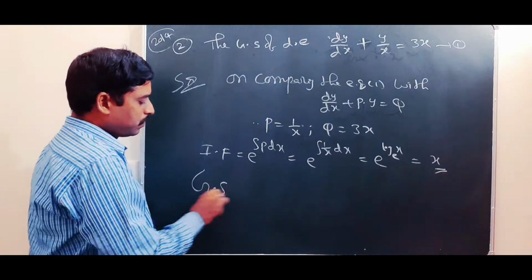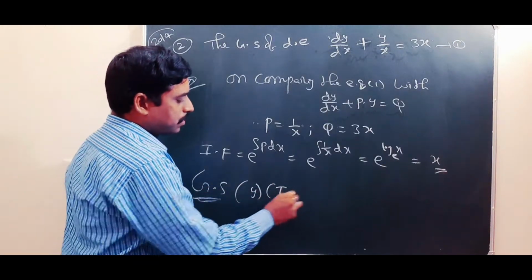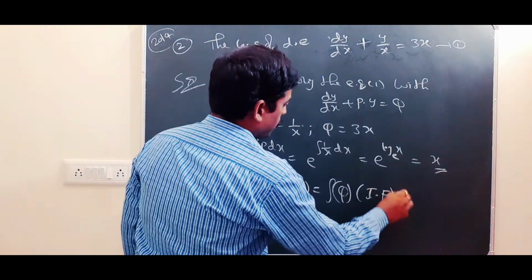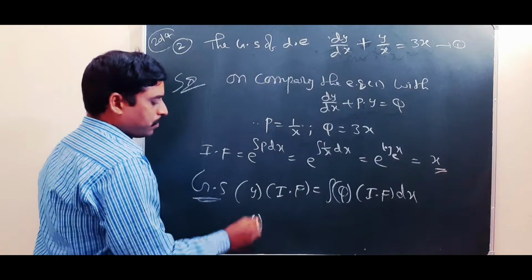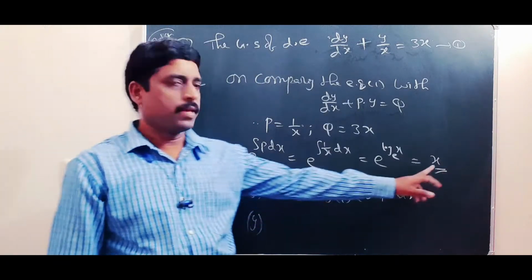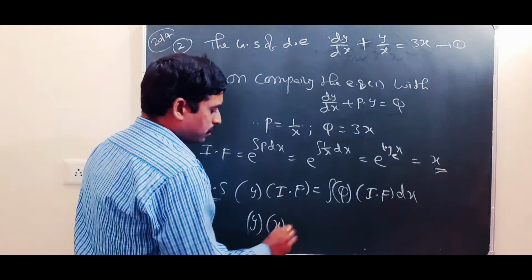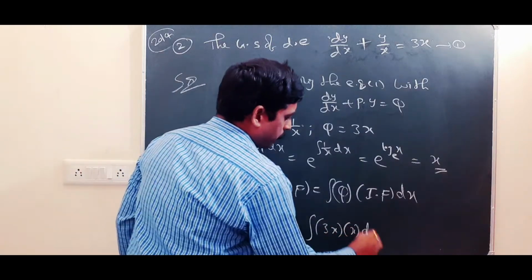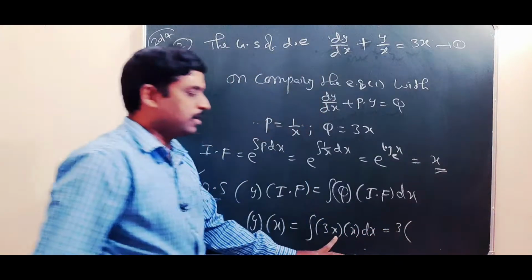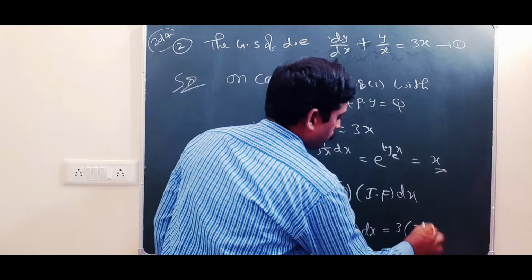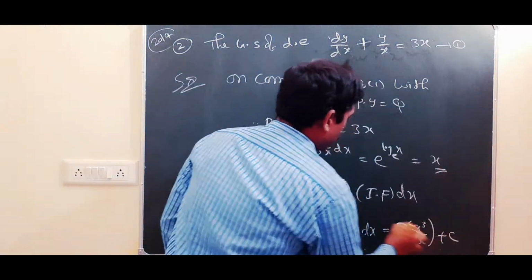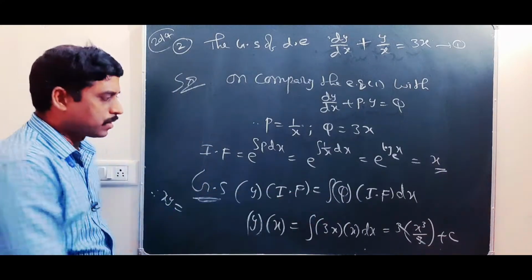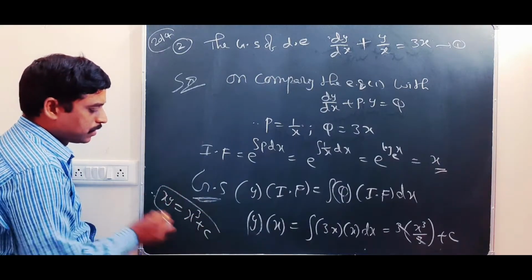Okay, now the general solution. What is the formula? Y into the integrating factor is equal to the integral of Q into the integrating factor dx. Y into the integrating factor, we have got x, so the integral of Q value 3x into x dx. It will be 3 constant, the integral of x square dx is nothing but x cube by 3 plus c. So what is the answer? xy is equal to x cube plus c. This is the answer.